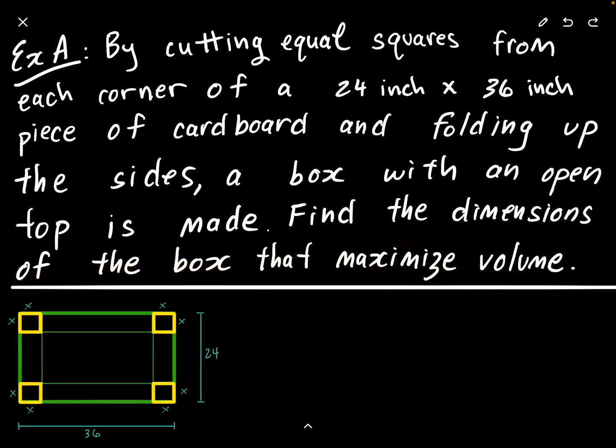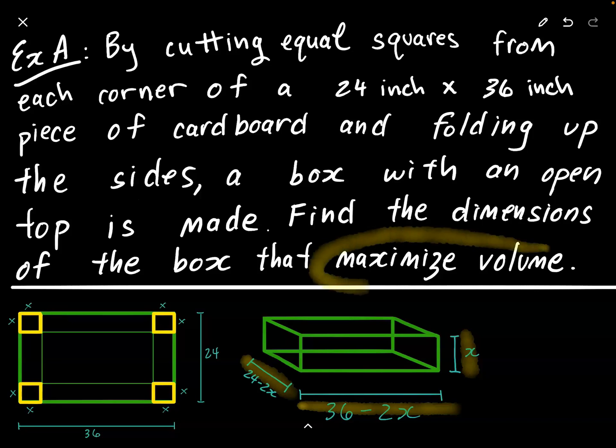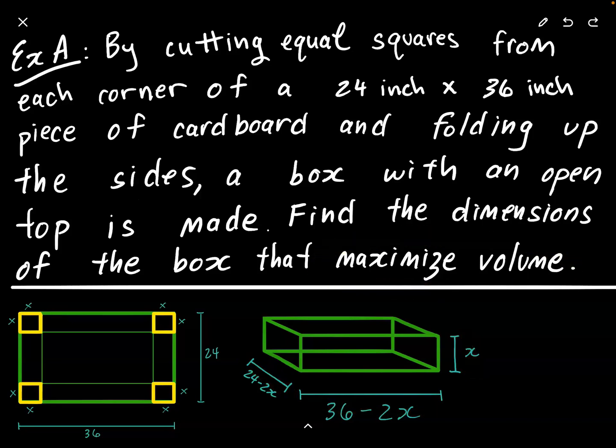So here's a sketch of the piece of cardboard that's 24 inches by 36 inches. And here in yellow are the little squares, length x by x, that will be cut out so we can fold up the box along these green lines. So after we fold up the flaps, we'll have a box with length 36 minus 2x, height x, and width 24 minus 2x. So we want to find the volume and maximize it, and the volume will be the length times the width times the height.